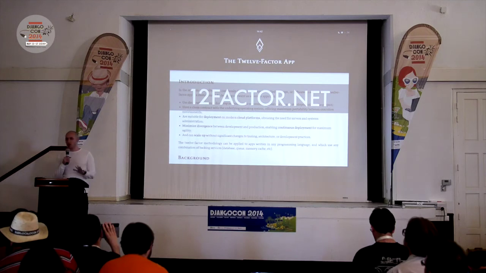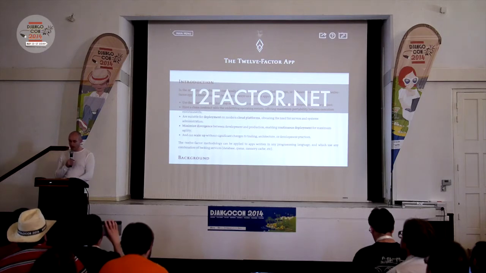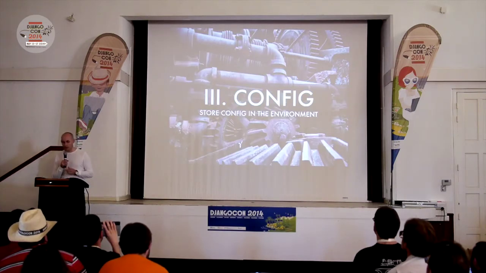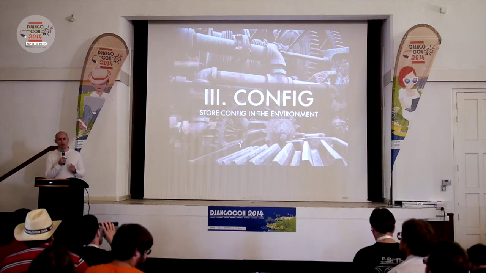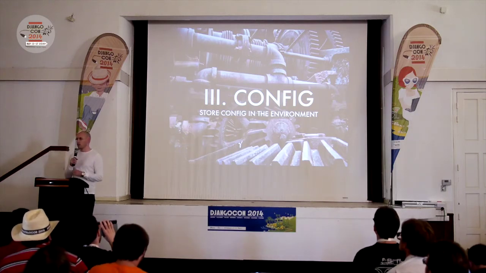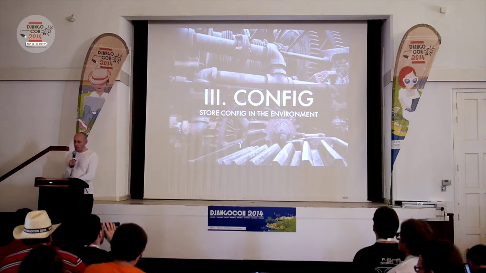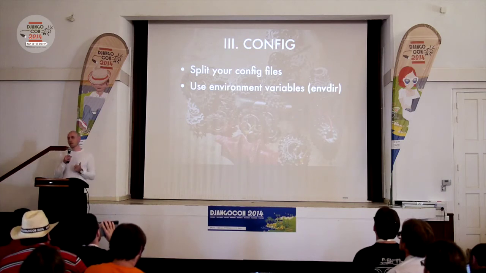So we don't have time to go over all the 12 factors. In particular, I want to go over a few of the factors and how we can apply them in Django. So the first of them that we're going to consider is config. And basically, the gist of it is to store the config in an environment. And we've all heard that config, or settings, is a bit complicated in Django. So what can we do about it? So first of all, split your config files.